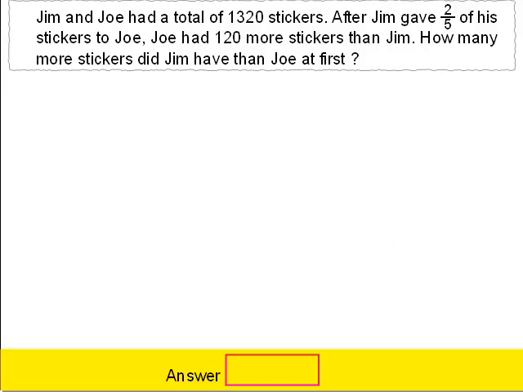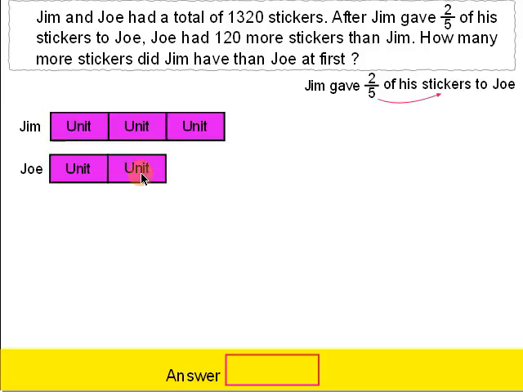Alright, let's start off with the statement that says that Jim gave 2/5 of his stickers to Joe. When the statement says 2/5 of his stickers to Joe, that means Jim had 5 units of stickers, but he gave away 2 units to Joe. That means Jim would have 5 minus 2, 3 units left, because he gave away 2 units to Joe. And the question said that Joe had 120 more stickers than Jim because of this.